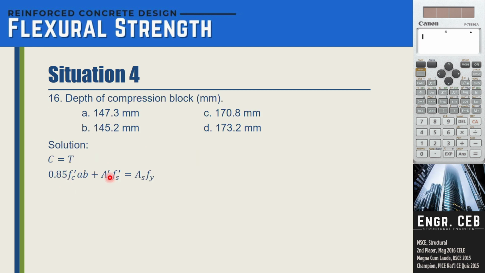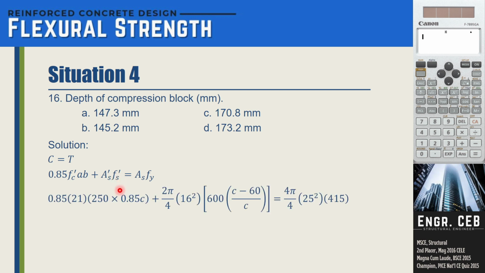So we repeat. Instead na fy, we have replaced it by fs prime. Okay, so we insert the values 0.85 fc prime, b is 250, and then a, we replace a by 0.85c. This is beta times c. And then As prime is 2 pi over 4 times 16 squared. And then we have to replace fs prime because it does not yield. So meaning we have to insert here the formula for fs. That is 600 times (c minus 60) over c equals 4 pi over 4 times 25 squared times 415.